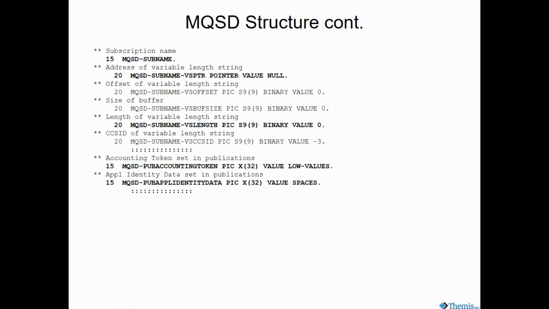And again, the accounting token and application identity data. Again, supplying default values, if you will, that I want plugged into the messages. So the subscription application can supply the stuff. Or I shouldn't say that. The subscription here is initialized to binary zeros or spaces, as the case may be. So when I subscribe, that's what the default values are. If the publisher applies them, we'll see them.